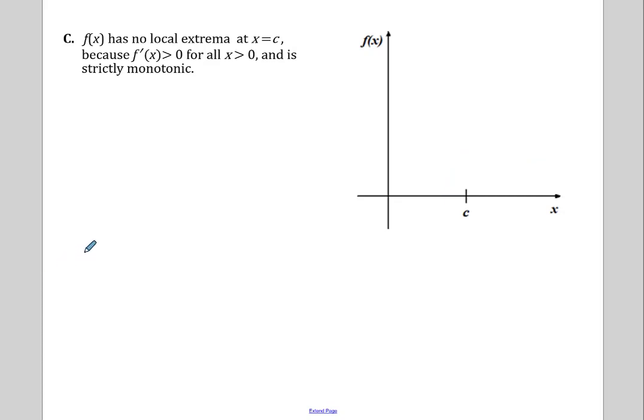These are pretty easy. F of x has no relative extrema at C because the derivative is positive for all of the x's greater than 0, and it's strictly monotonic, right? Okay. So that means to be strictly monotonic, I could be something like always increasing. You with me? Always increasing. The derivative's positive on the left side of C, and it's positive on the right side of C. No relative extrema.